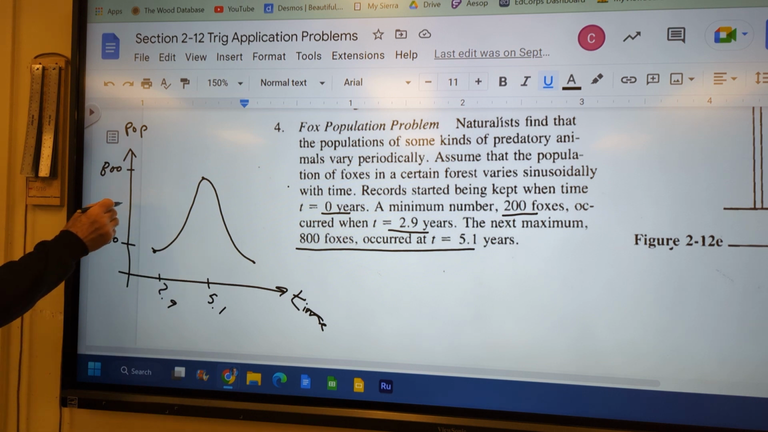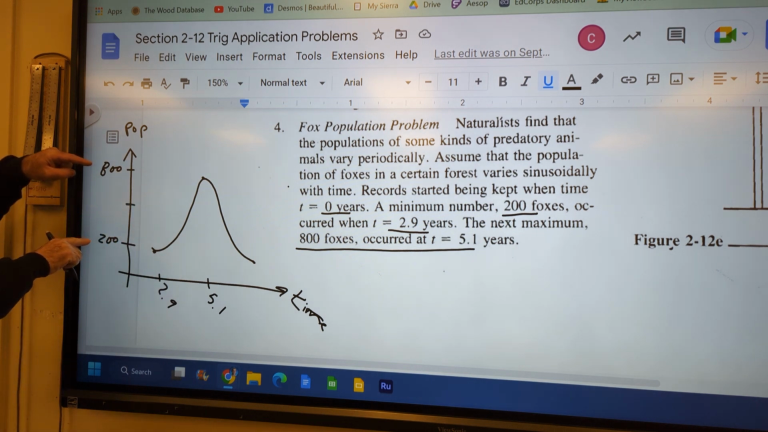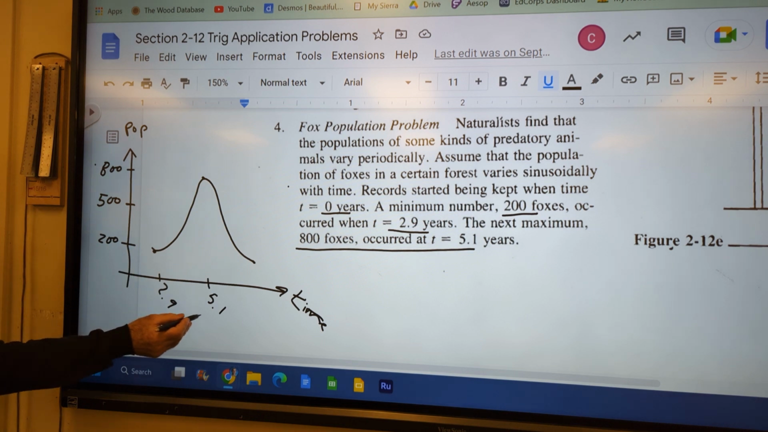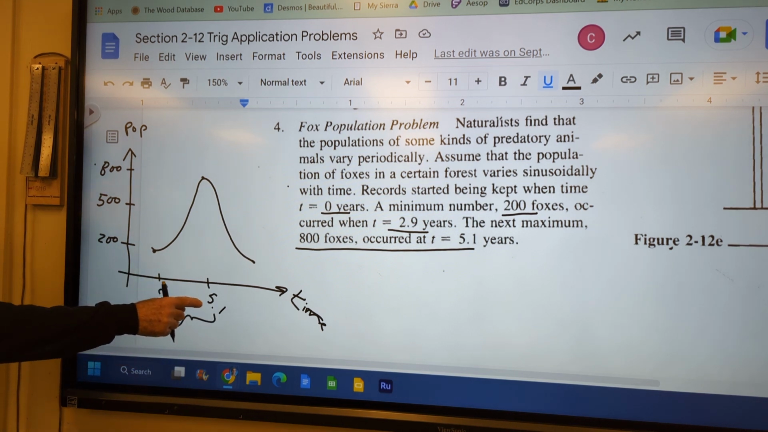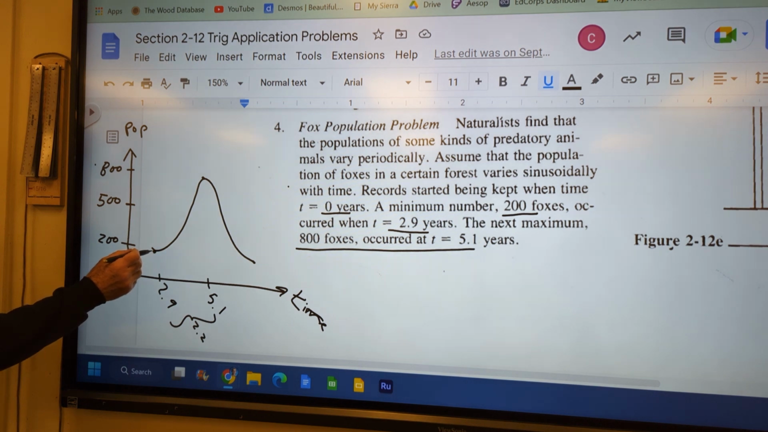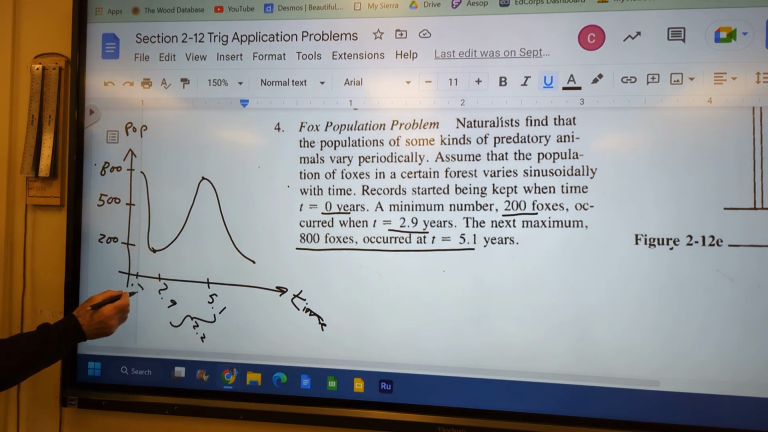I know the midpoint right here, 200 to 800, is a total of 600. Half of 600 is 300. So plus 300, plus 300. And then this value right here is a half cycle. So 2.9 to 5.1 is 2.2 years. So that means it's going to do another half cycle in 2.2 years.